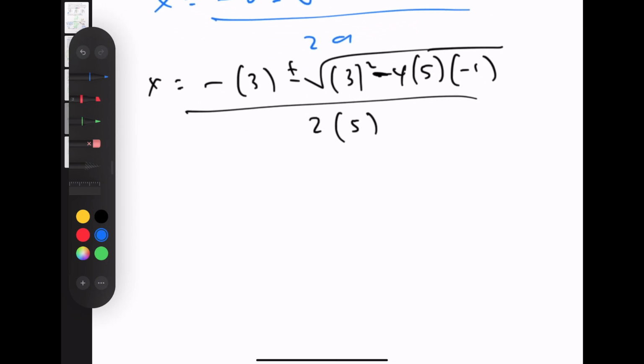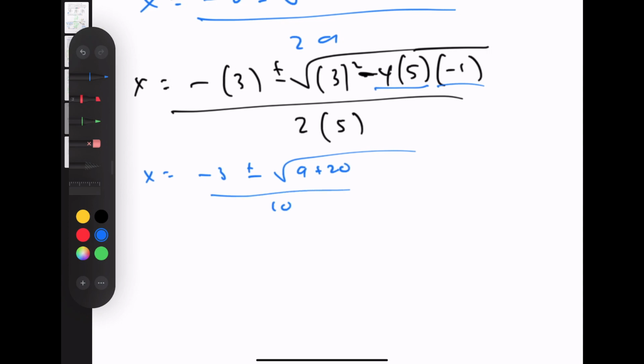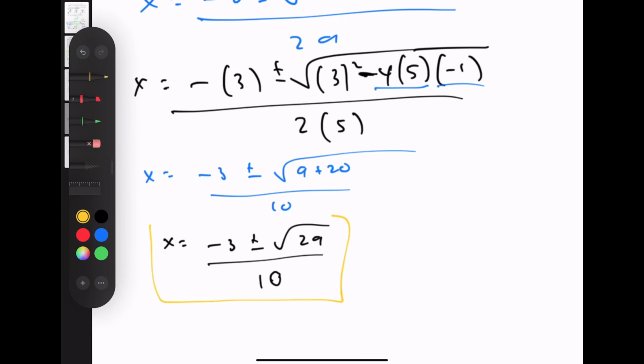Okay. 3 squared is 9. Pay attention, negative 4 times negative 5 is negative 20. Negative 20 times negative 1 is positive 20. So it's going to look like that. 2 times 5 is 10. And this would be my exact answer. You cannot break down square root of 29.